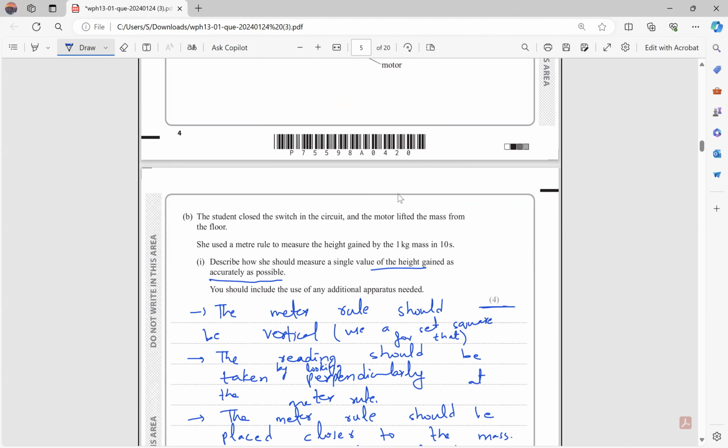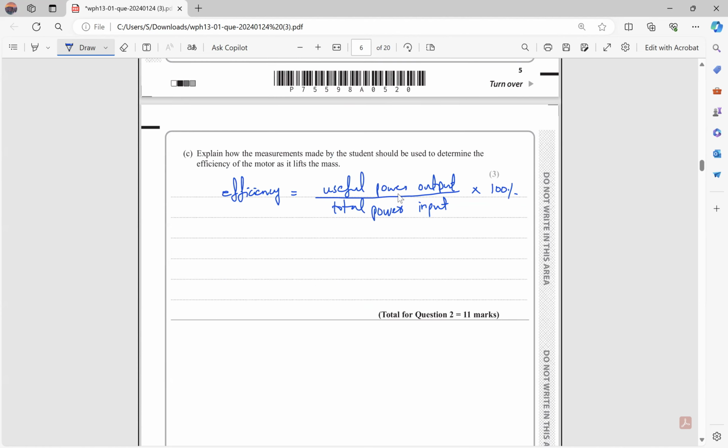So we know that it's taking in electrical energy. So the total power input would be current times voltage, because that's the input of the battery. The battery is providing voltage and current to the motor. So the total power input should just be current times voltage.